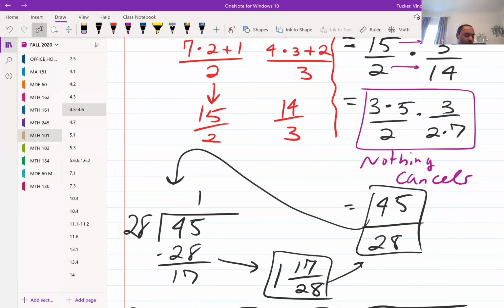And if you need to convert it back to a mixed number, 28 goes into 45 one time. 1 times 28, of course, is 28. 45 minus 28, 17 as a remainder. And so that would be your mixed number representation of 45 over 28.